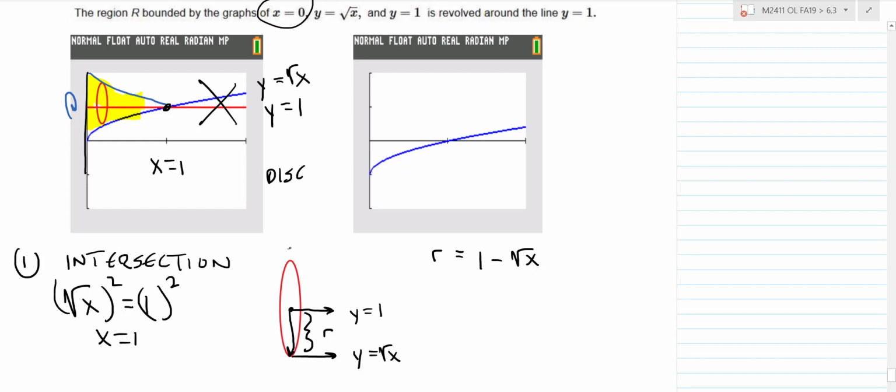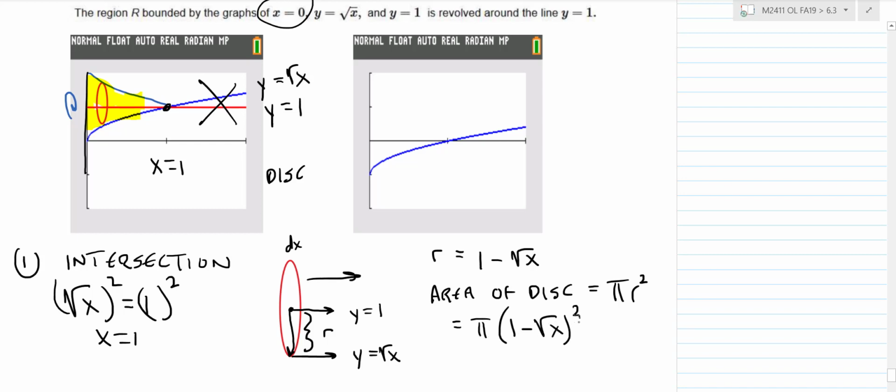Now we're going to have a dx integral this way. The disks are going this way, so it's a dx integral. The thickness is dx. So the area of the disk is basically pi r squared. However, the radius is given by the function 1 minus square root of x, squared, like that. So that's your cross-sectional area that we get there.